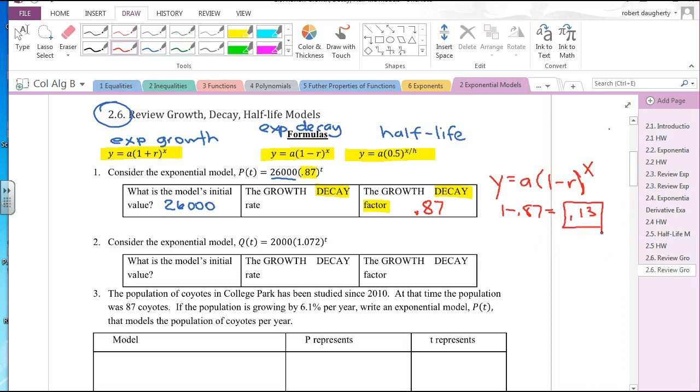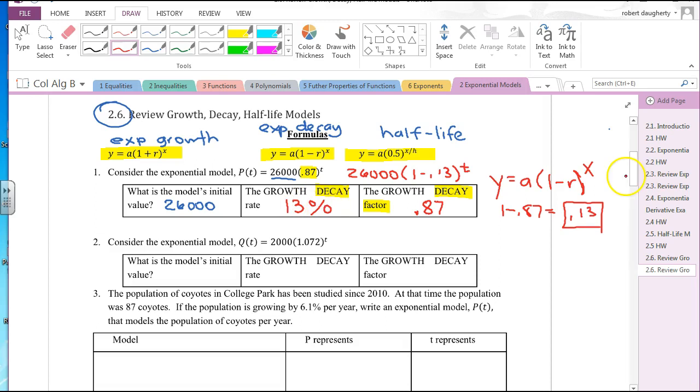So this model can be written as 2600 times 1 minus 0.13 to the t, okay? That means that the decay rate, always a percent, is 13%. So it's a 13% decay rate.